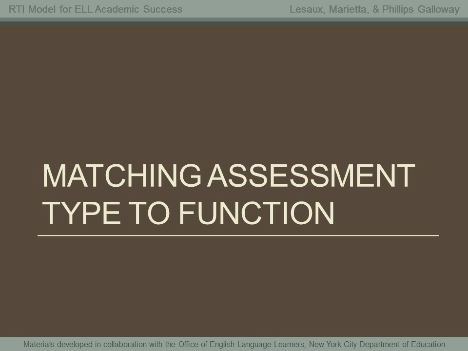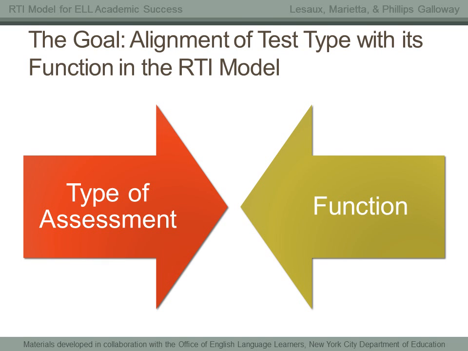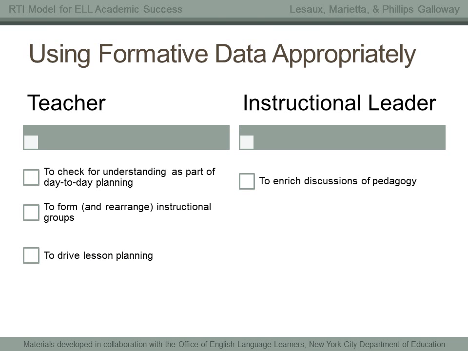Now we're going to take some time to think about the assessment type and its function in an RTI model. Once participants have had a little bit of time to inventory their assessments and check off what type of assessment each one is, this is our third and final step. So in thinking about the alignment of type to function, for each type of assessment, let's think about how it's used appropriately.